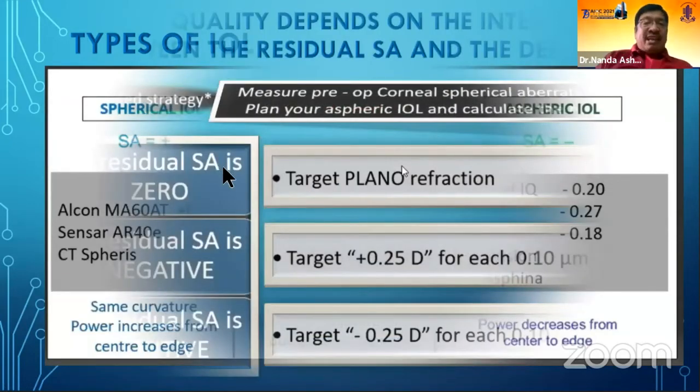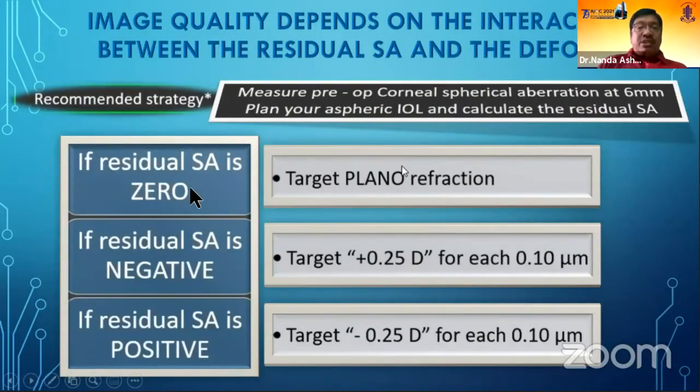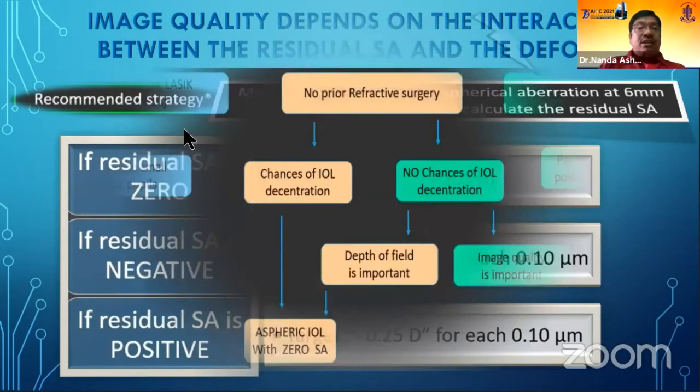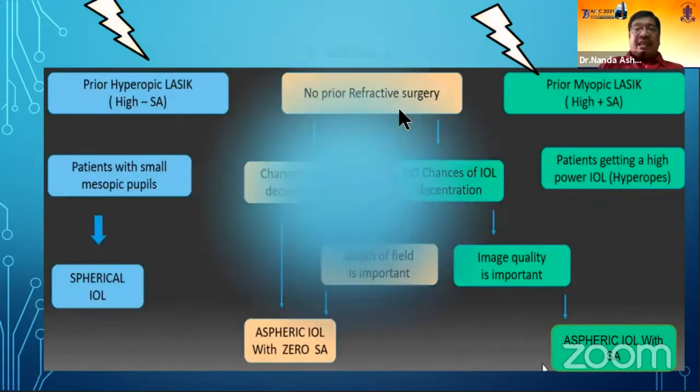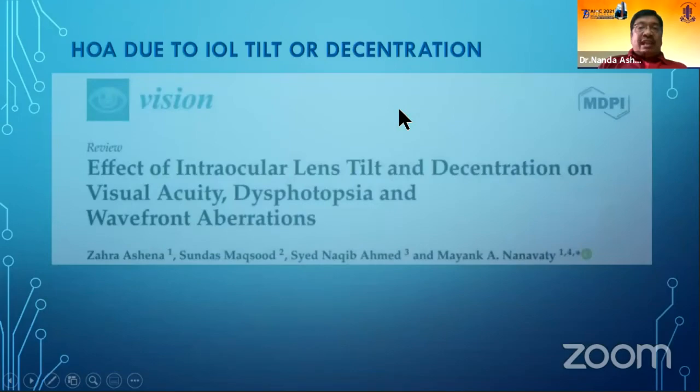If the residual spherical aberration, after neutralizing the corneal aberration, is 0, try to target plano refraction. If it is negative, then try to target a plus 0.25 for every 0.1 micron. And if it is positive, then target minus 0.25 for every 0.1 micron. This is important for post-LASIK eyes, because hyperopic LASIK causes minus spherical aberration and myopic LASIK causes plus spherical aberration.